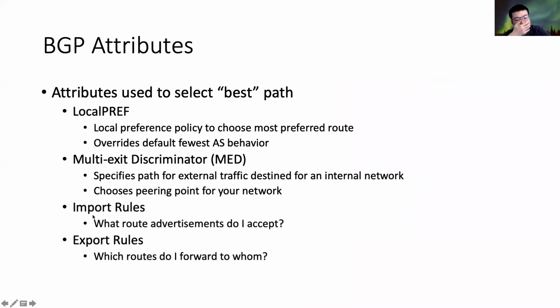There are also some import rules and some export rules. For import, which route advertisements do you accept, and which should you ignore? And there's also export: which routes should I send to whom? Maybe I should not send certain route information to my competitors, or to some customers. They don't care about some of the upper-level routes that the service providers send, so you may not forward these to the customer.